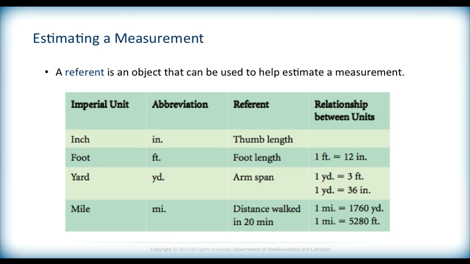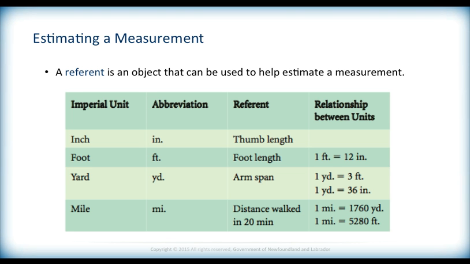First, the inch can be represented by IN, and the referent will be a thumb length. Next, the foot, the abbreviation is FT, and we have a foot length. 1 foot equals 12 inches. A yard is represented by YD. It is known as the arm span for a referent. There are two relationships for this unit. First, 1 yard equals 3 feet, or we can say 1 yard equals 36 inches.